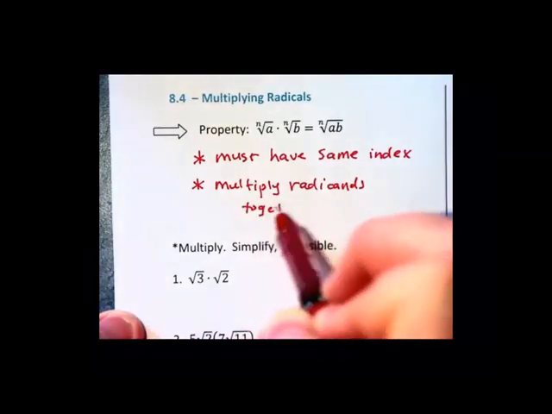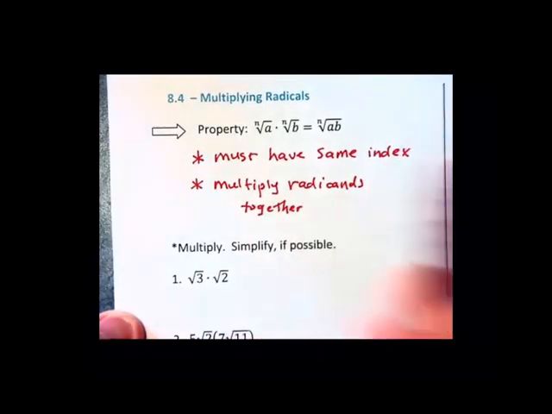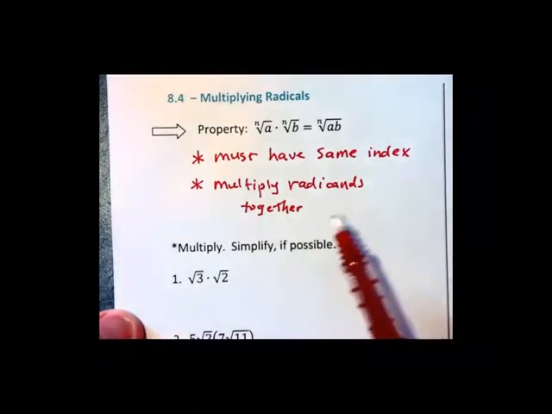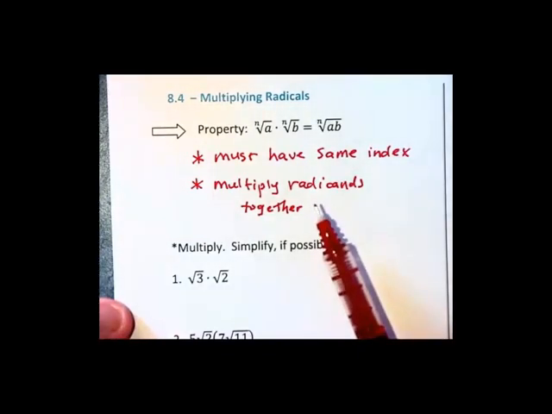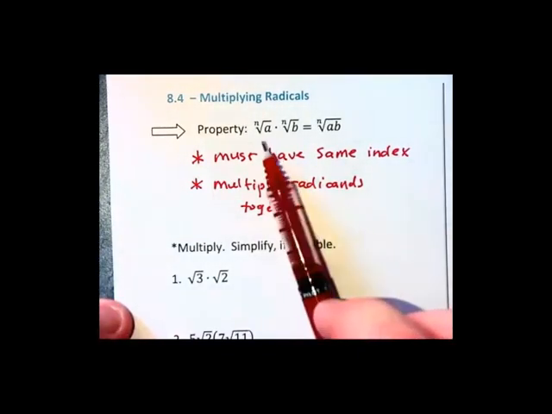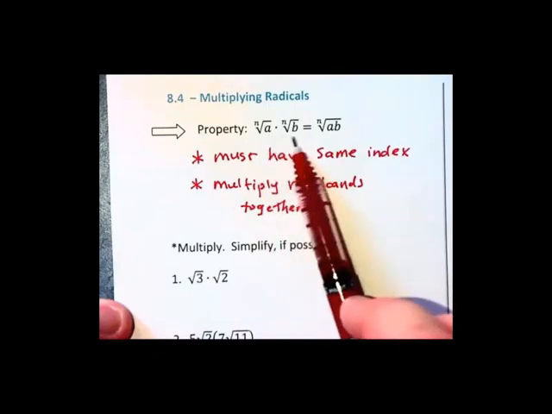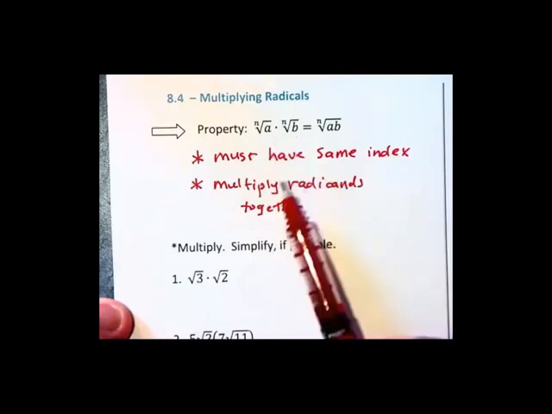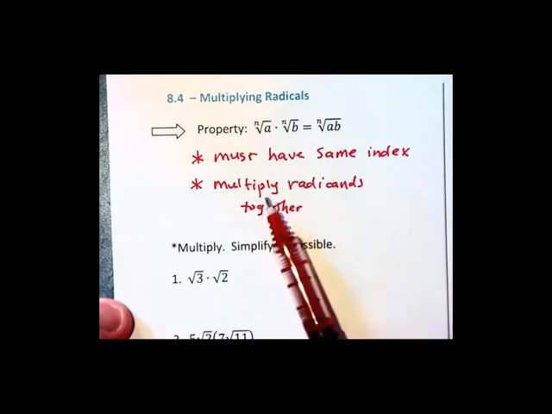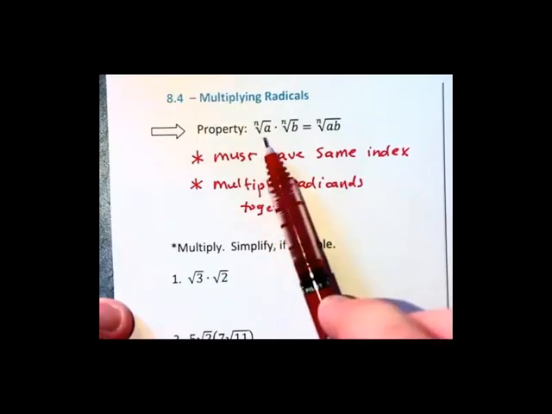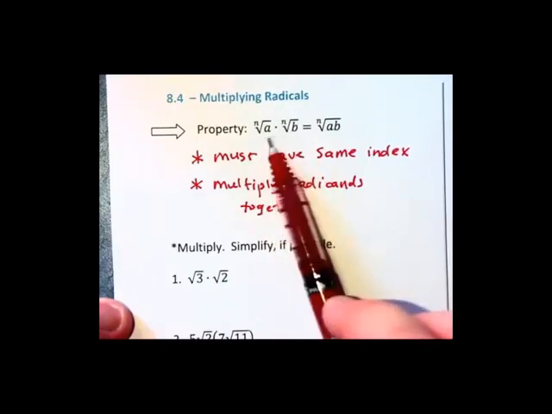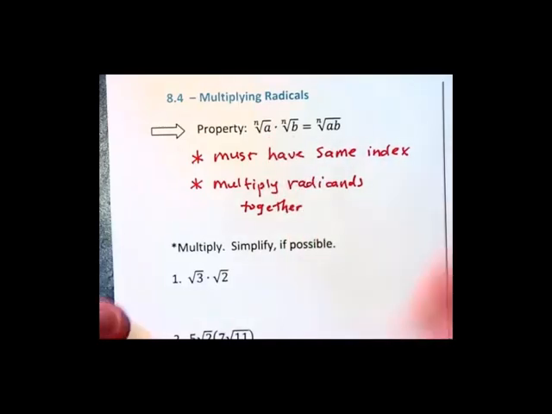Now, let me make a connection for you comparing these to fractions. When you add fractions, you need a common denominator. When you add radicals, you need a common radicand. When you multiply radicals, you do not need a common denominator. When you multiply radicals, you do not need a common radicand. So there is a connection here that you can make with fractions to help you remember the rules.